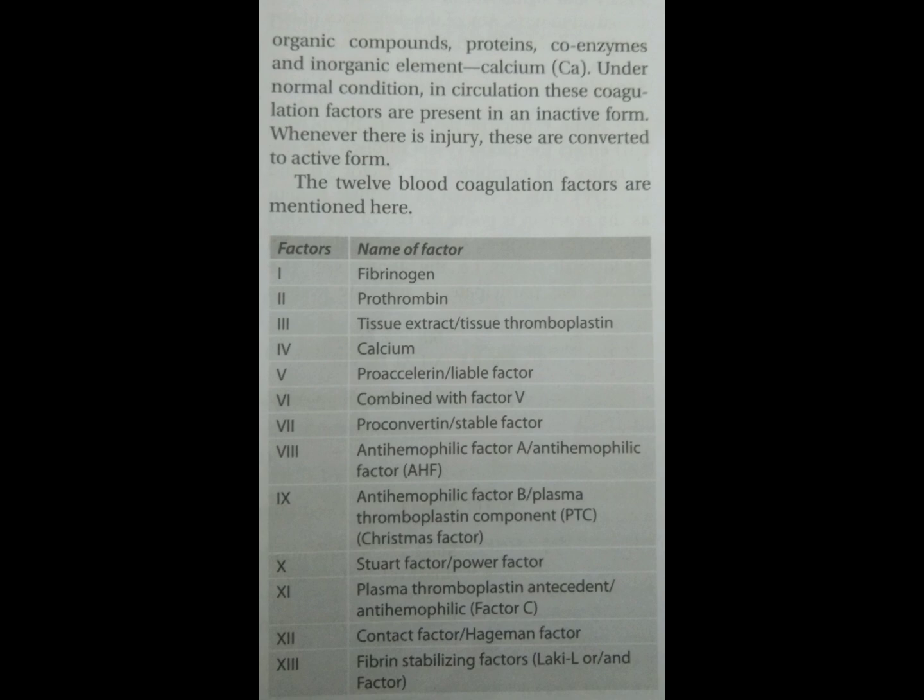Factor 10 is Stuart-Prower factor. Factor 11 is plasma thromboplastin antecedent or antihemophilic factor C. Factor 12 is contact factor. Factor 13 is fibrin stabilizing factor. Platelets are not included in this list of coagulation factors, because platelets release several factors that help in the clotting process.